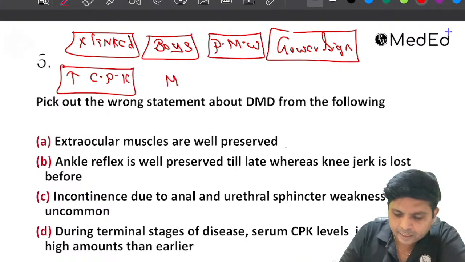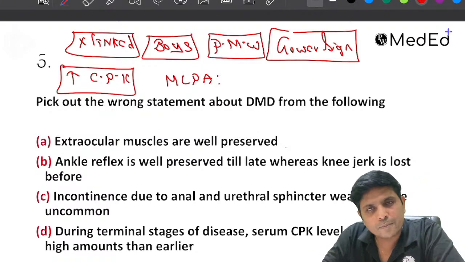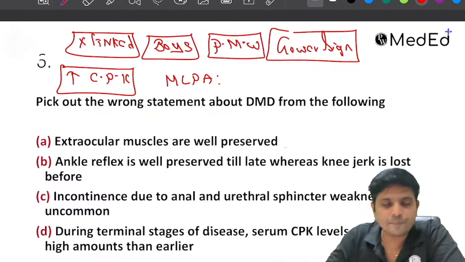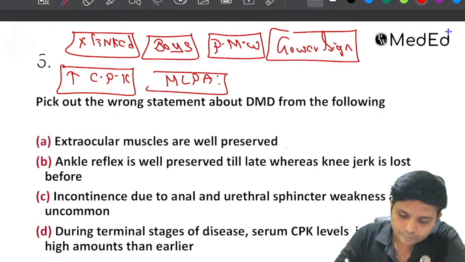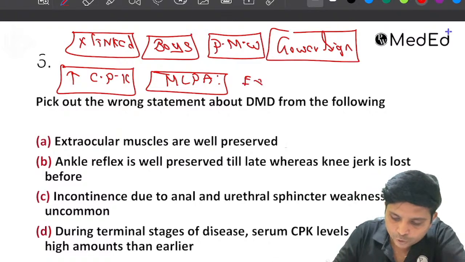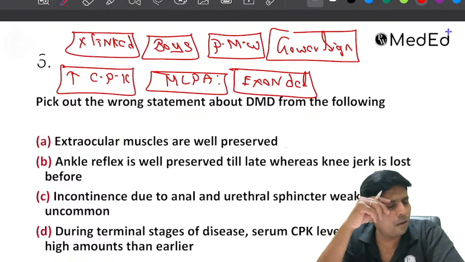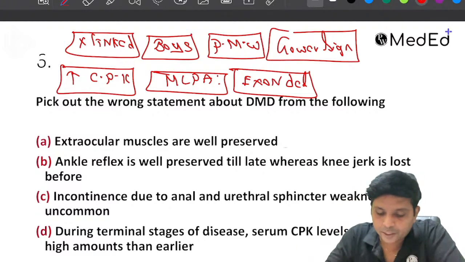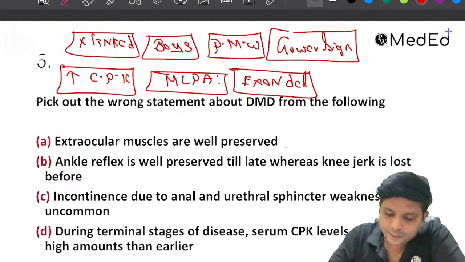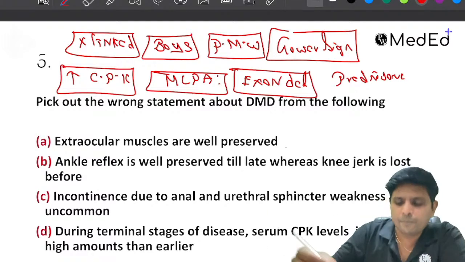What is the investigation of choice? MLPA. Investigation of choice is multiplex ligation probe assay, MLPA, which shows exon deletion. So, what is the treatment you can give? Prednisolone. It can just postpone the loss of ambulation.